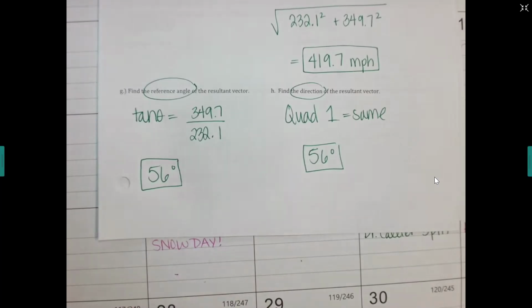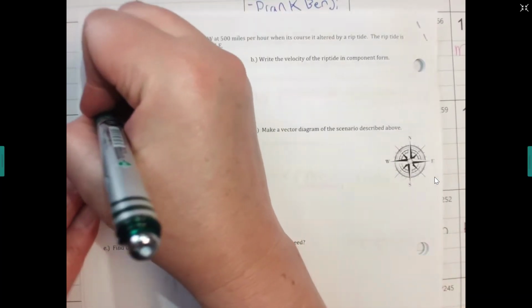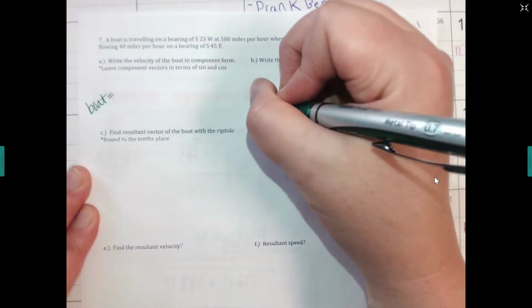All right, we're going to run through one more and then we're done. Okay, turn the page to the back side, please. All right, so this time, we're almost finished. Rather than a jet and wind, you have a boat in a tide. It's the same concept. So let's do the boat first. We'll do the tide second.